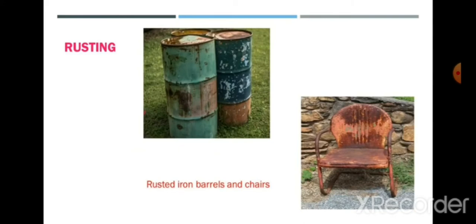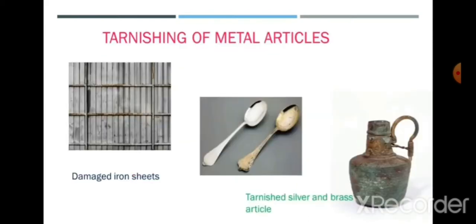What happens to the steel benches and tables during the rainy season? They turn reddish brown, isn't it? Do you know why? This is because the iron metal comes into contact with water and oxygen. It undergoes a chemical reaction called rusting.